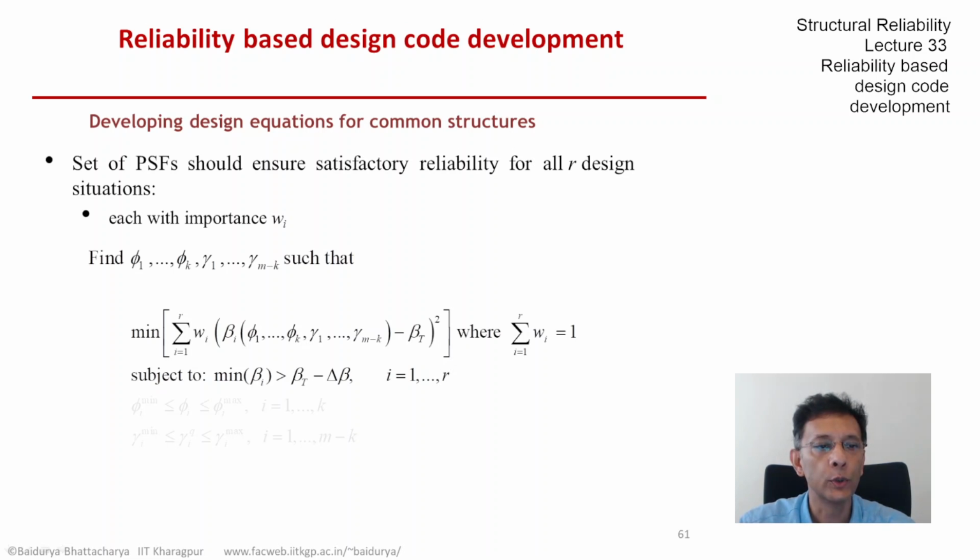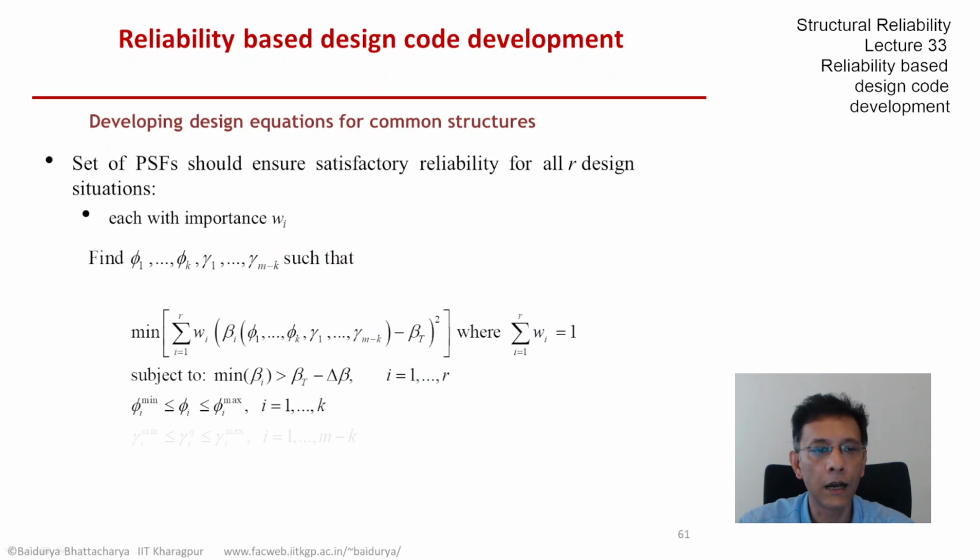And then obviously we could put constraints, and that comes from our level of comfort, our engineering judgment. It could be that whatever optimal solution we get, we will not let any single beta go below the target by more than a certain amount. So we could fix delta beta, and no beta_i should be less than delta beta below beta target.